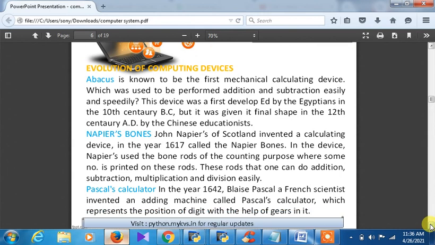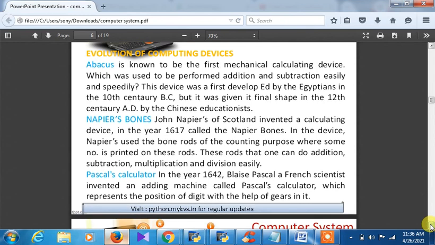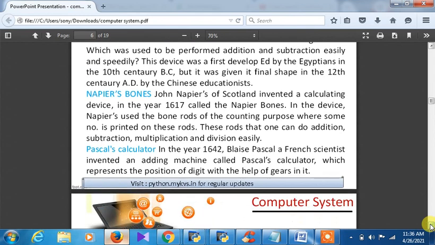And afterwards, in 1642, Blaise Pascal, a French scientist, has developed what? Pascal's calculator. Okay, to represent the position of digit with the help of gears in it. So there were a lot of gears, as we have in a bicycle, and they used to be positioned in order to represent the digits. All right, that's what.